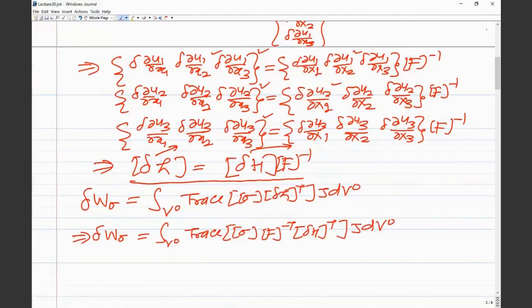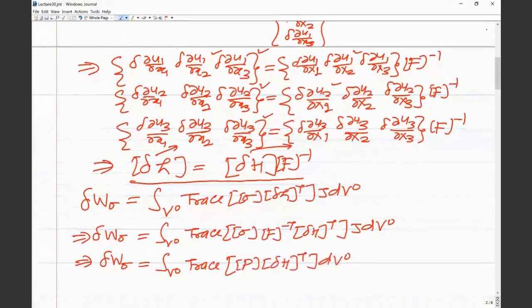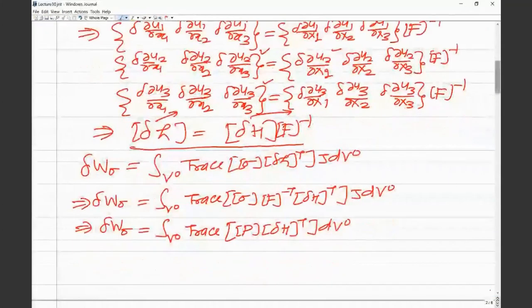As per the definition of the first Kirchhoff stress tensor, J sigma into F inverse transpose is equal to P, your first Kirchhoff stress tensor. So the virtual work of stresses can be written as the integral over V naught of trace of P into delta capital H transpose dV naught. What it means is that the first Kirchhoff stress tensor is conjugate to the displacement gradient defined with respect to reference coordinates. So P is conjugate to the displacement gradient defined with respect to reference coordinates.